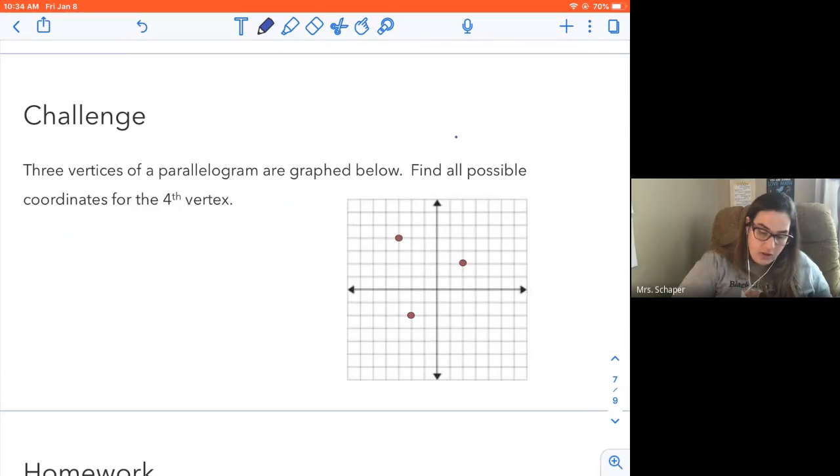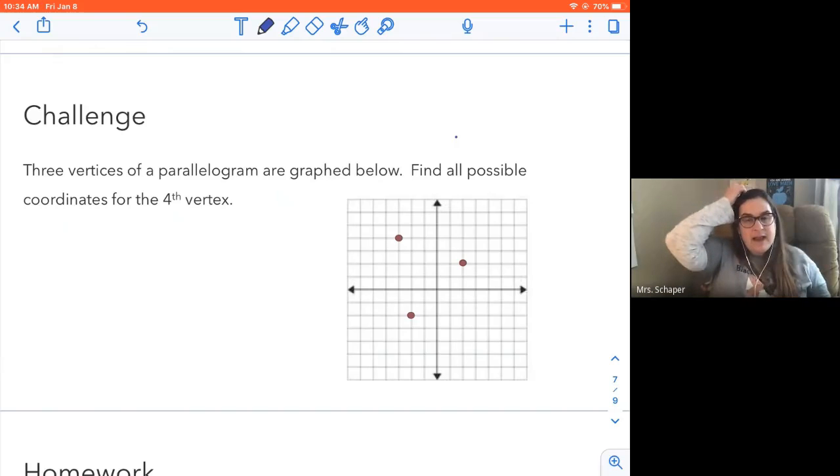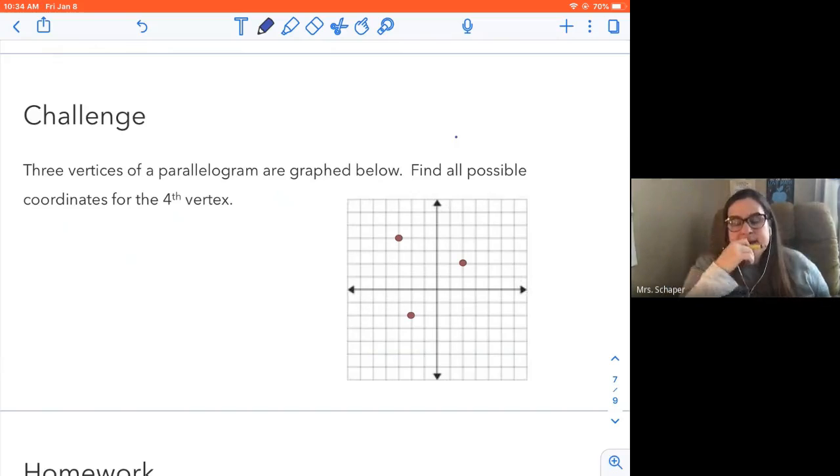Find all the possible coordinates for the 4th vertex. Okay, this is something that you worked on last year with Mr. Flatness a little bit, but it's finding it. So I think when I look at this, you have 4 different ways to look at it. So pause this, see what you come up with.